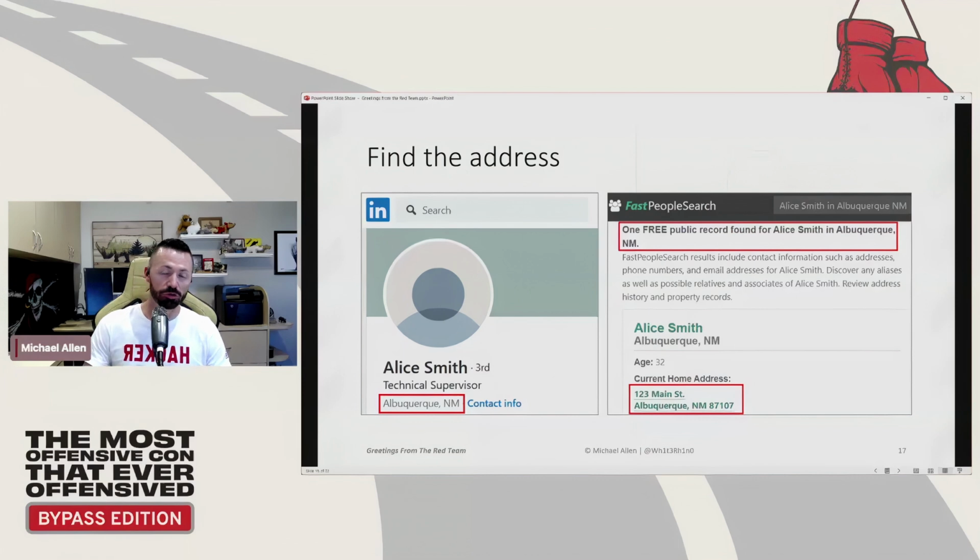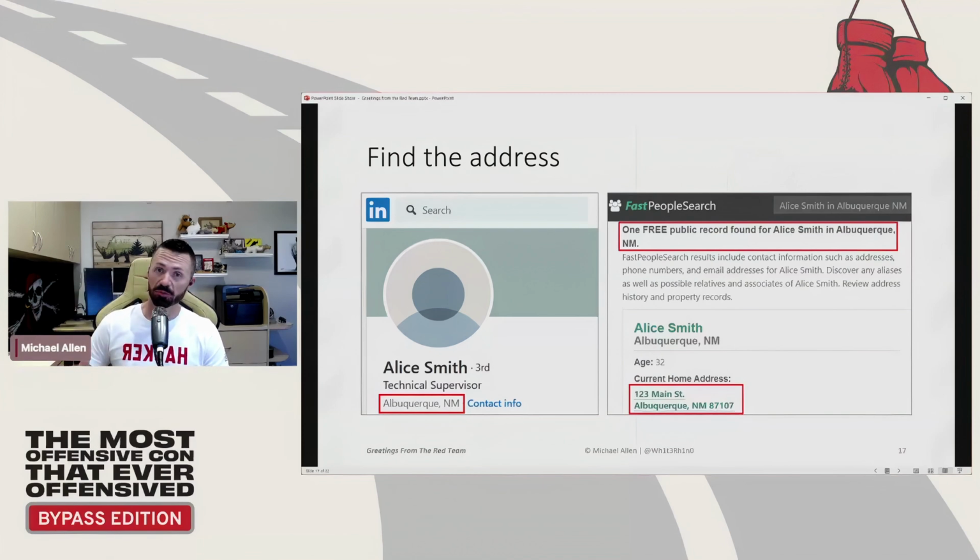We can either use a paid service, which there are several of those out there where you can search for someone's name and get their address, or we can just do it for free by going on LinkedIn, looking up the company, and then finding the employees that are connected with that company on LinkedIn. And then on LinkedIn, it shows you their city and state or whatever the region is that they're located in. So we just go to a free people search online, search for the same name and the same location, and we'll get a bunch of addresses.